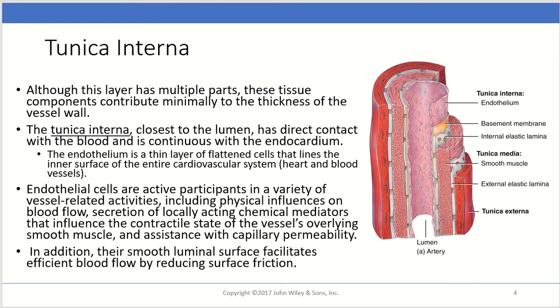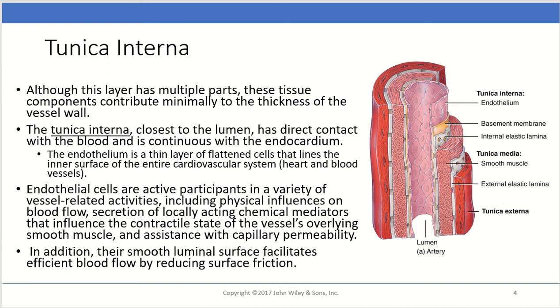So starting off looking at the Tunica Interna. Although this layer is going to be made up of multiple parts, we've got our endothelium, our basement membrane, and then our internal elastic lamina. It's made up of these three layers, but this layer is going to contribute fairly minimally to the overall thickness of the vessel wall. The tunica interna is going to be closest to the lumen of the vessel, and therefore is going to have direct contact with the blood, and is also going to be continuous with the endocardium of the heart.